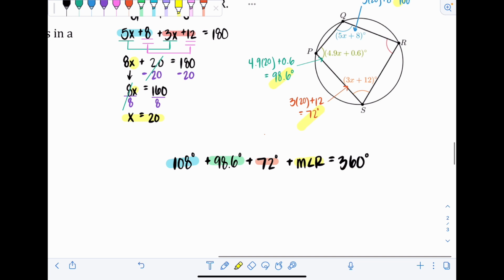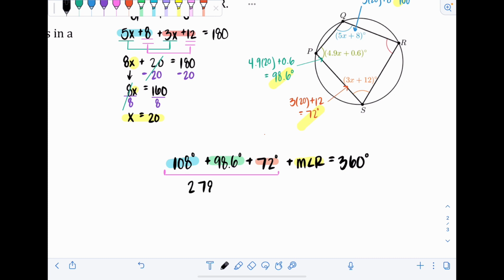And then now we can add 108. We're just going to add all the numbers on the left side of the equal sign that we can. So it would be 108 plus 98.6 plus 72. Just so we don't have to subtract them over one by one, you can add them all together on one side by combining like terms. So it'd be 108 plus 98.6 and then plus 72 equals 278.6 degrees. And then plus whatever the measure of angle R is equals 360 degrees.